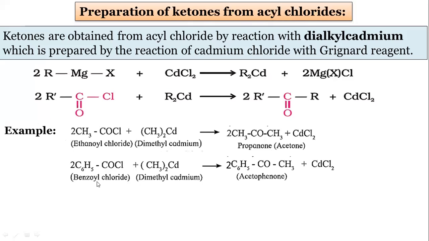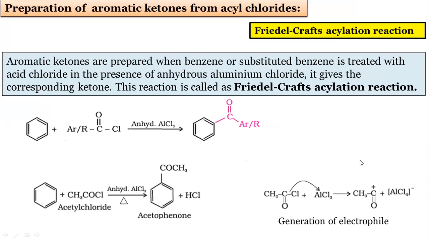One more example is given here, benzoyl chloride. Benzoyl chloride plus dimethyl cadmium. The reaction is the same. Two molecules we have to use because we are using two molecules of cadmium compound. Then, preparation of aromatic ketones by using acyl chlorides.